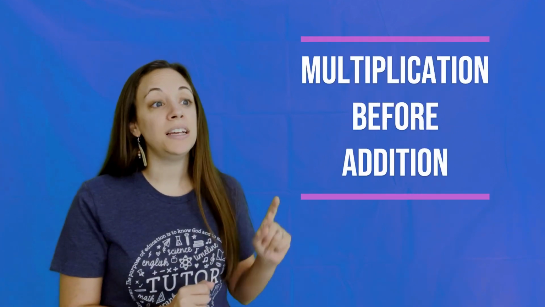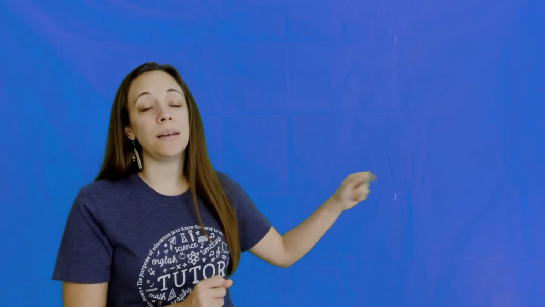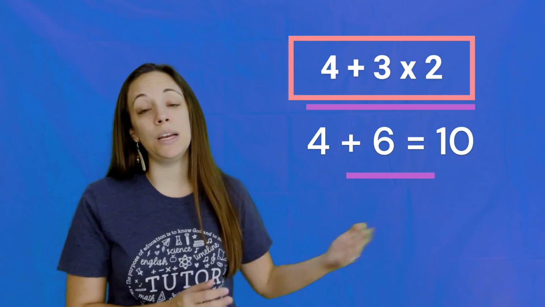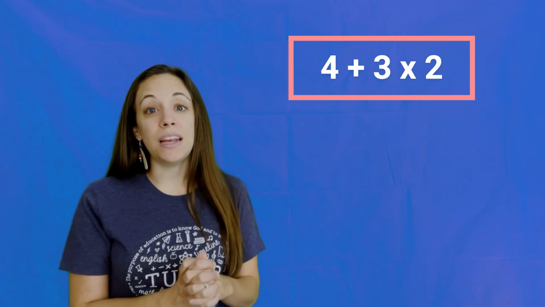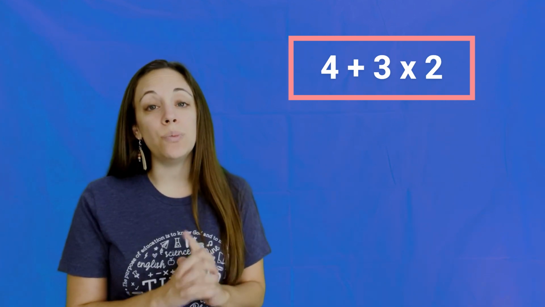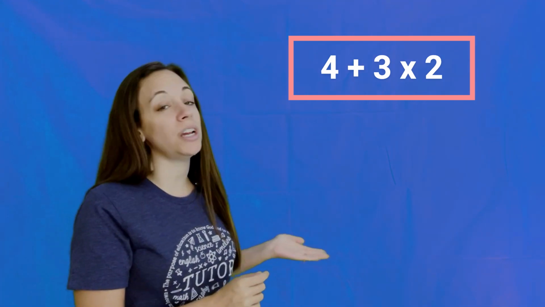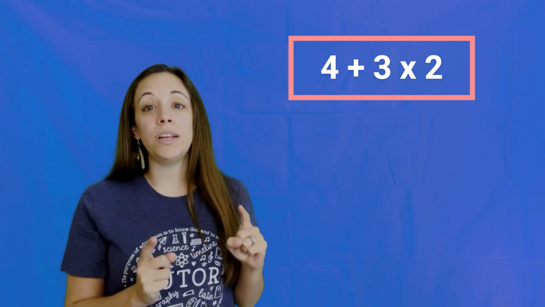However, if we follow the order of operations, multiplication will come before addition. So we would then solve 3 times 2 first and get 6. Now we have 4 plus 6 equals 10. You can see that if we follow the order of operations, we will not get the same answer as if we follow the same equation just from left to right. It is very important to follow the order of operations.